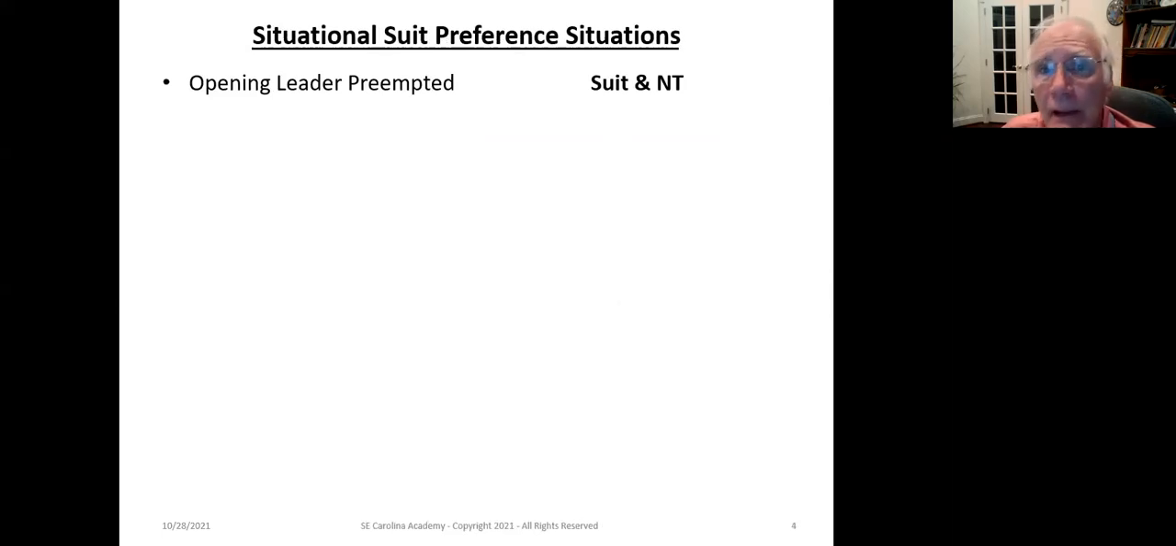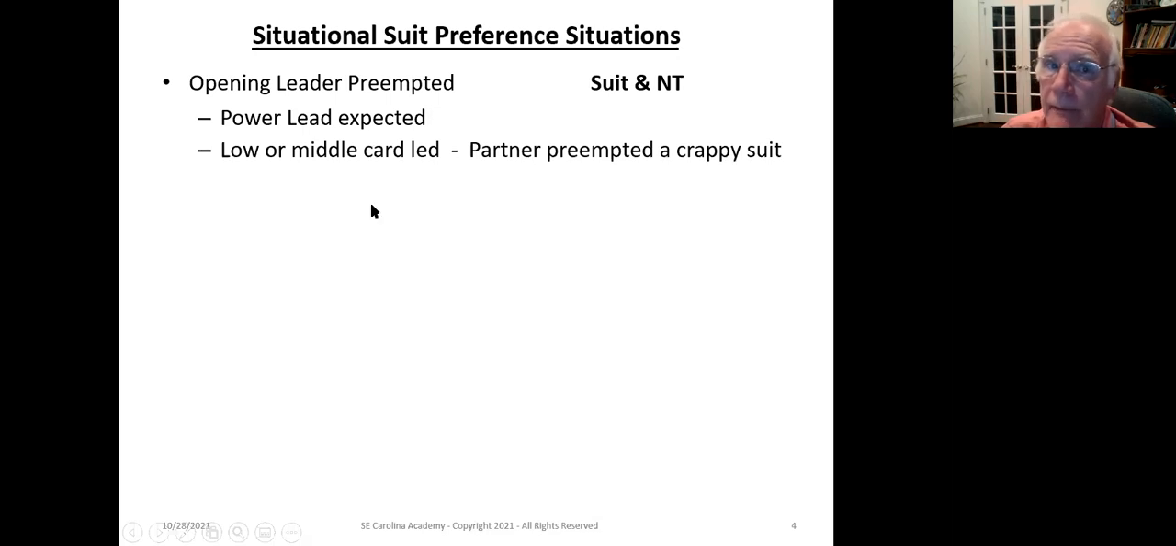All right, let's look at a couple of these in more detail. There is the one where our partner preempted, and then on the opening lead, what we expect is that our partner is going to make a power lead. So if they don't make a power lead, that's the trigger. Okay, if they lead a low or middle card, it implies that our partner preempted in a pretty crappy suit. Probably has only the queen, and maybe not even the queen in the suit.